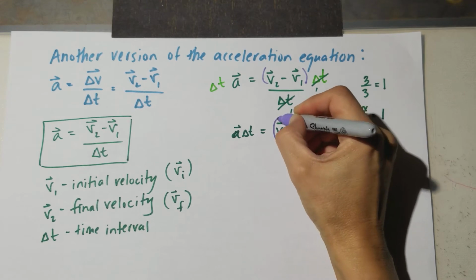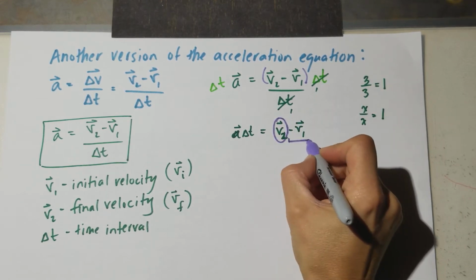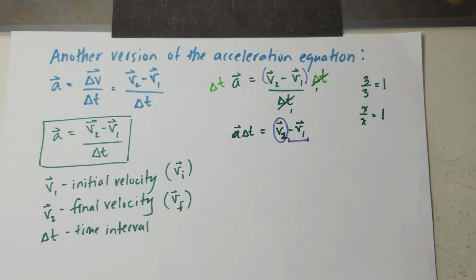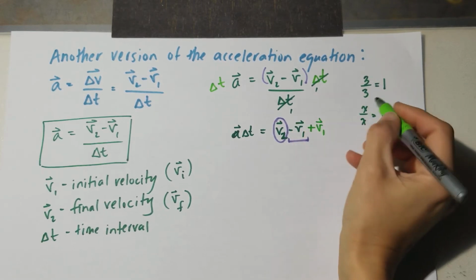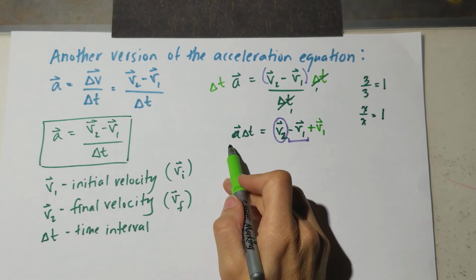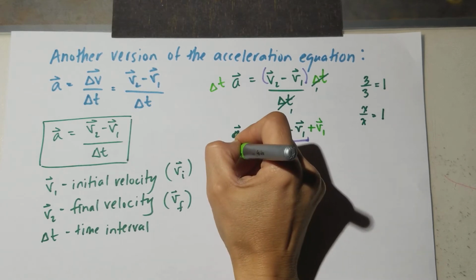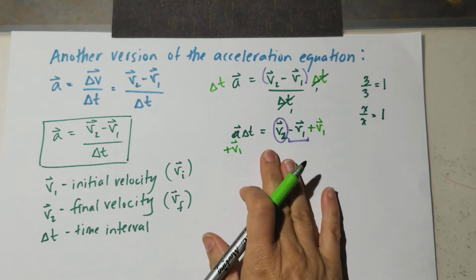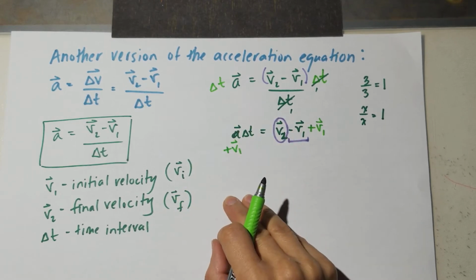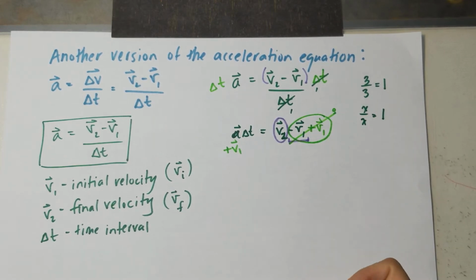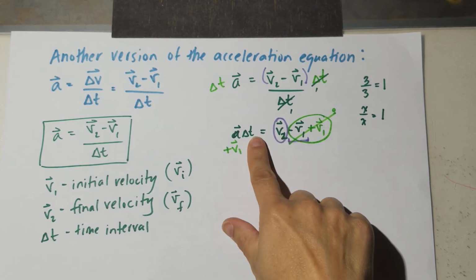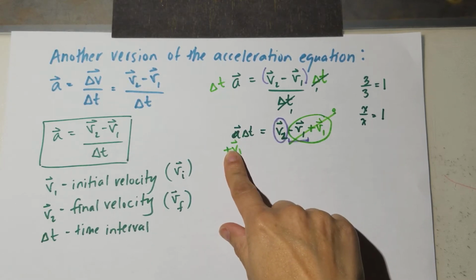I want to isolate V2. So that means I want to get rid of negative V1 or the subtract V1. So what is opposite of subtraction? It's addition. And I want to get rid of V1. Whatever I do on this side, I must do on this side. So I can go like plus V1. I don't know where you like to put it, but you just need to add it. Okay, so on this side, negative V1 plus V1, that ends up being 0. And what I'm left with is V2 equals A delta t plus V1.